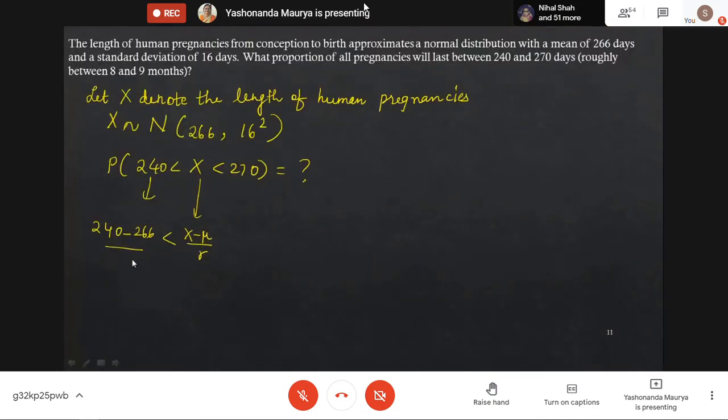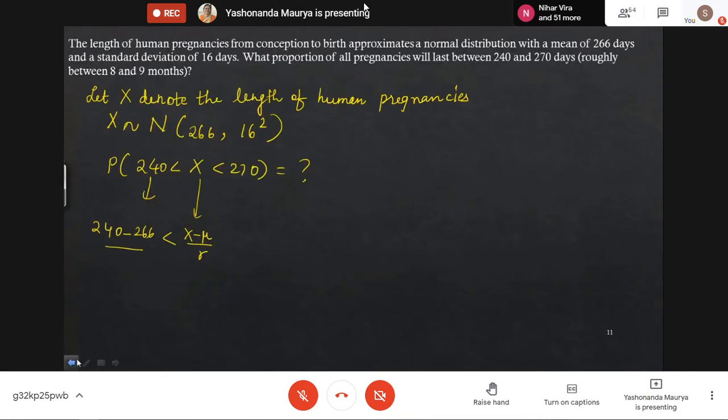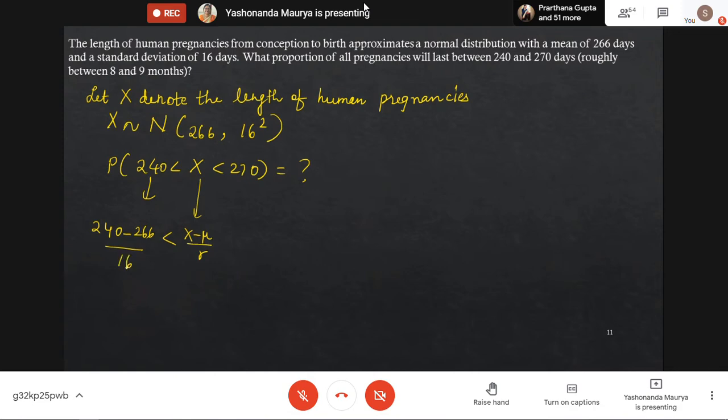Divided by sigma. Sigma is 16, and this one will be 270 minus 266 divided by 16. So that is what we get over here. This is sigma. Okay. So this value, I guess, turns out to be -1.